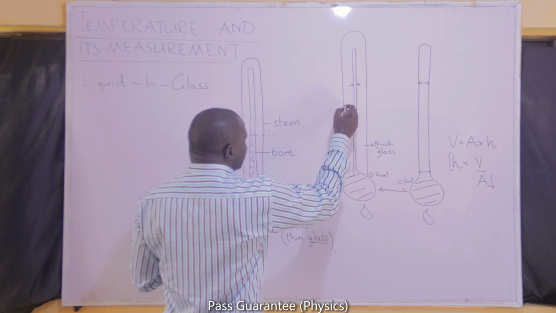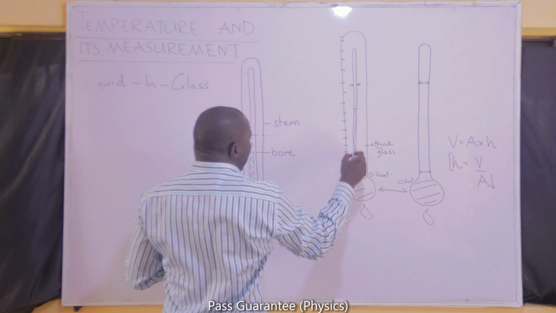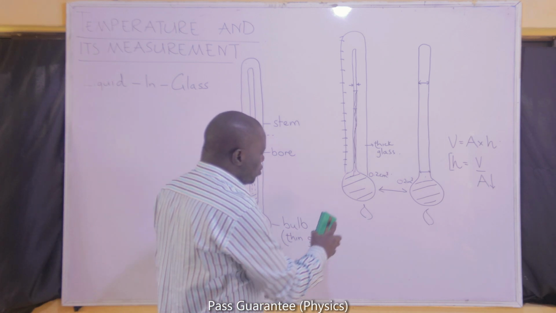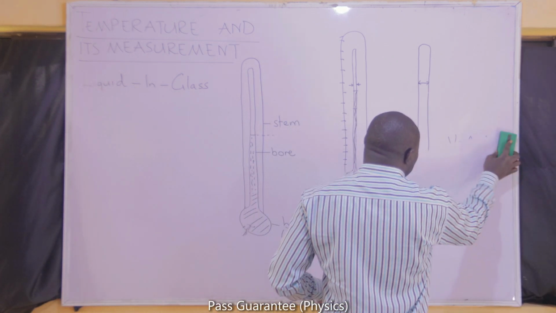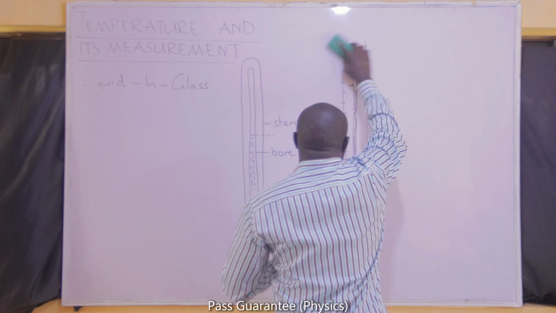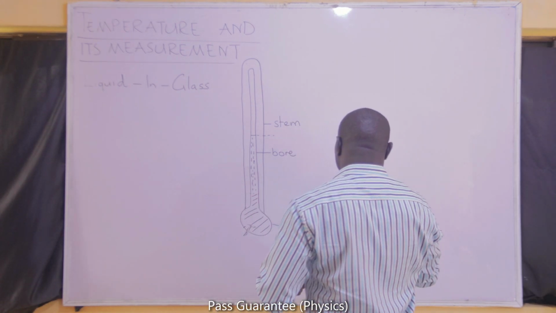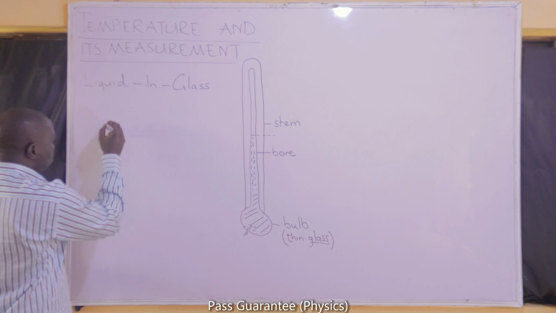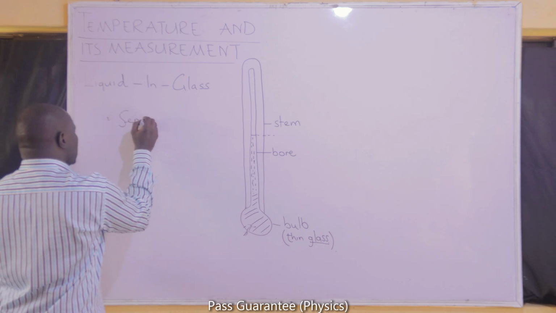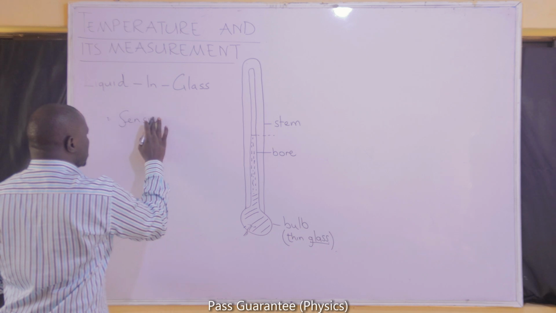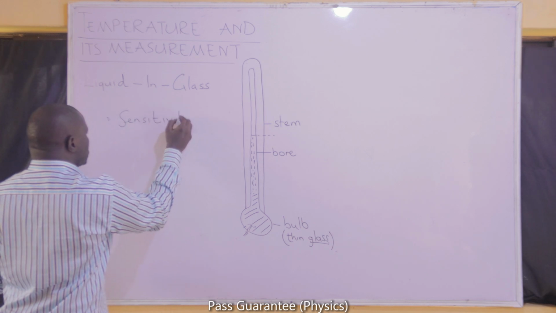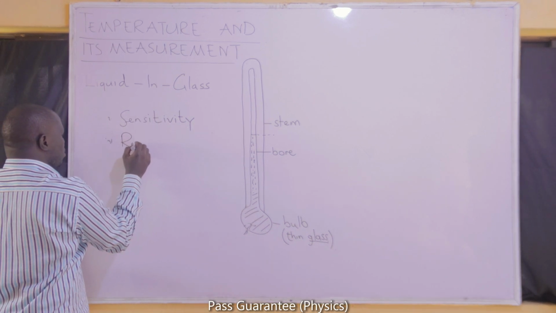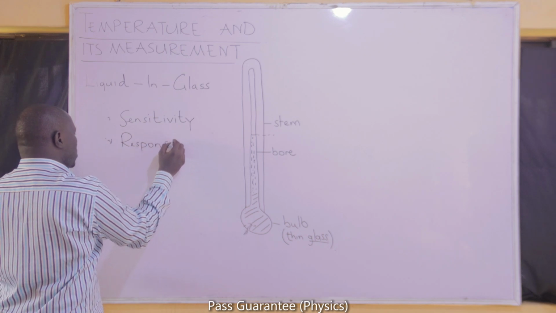The stem has graduations on it to show the temperature at every point that the mercury inside the bore gets to. There are two different properties that we must know about a liquid in glass thermometer, that all thermometers generally must also have. Number one, sensitivity. And number two, responsiveness.